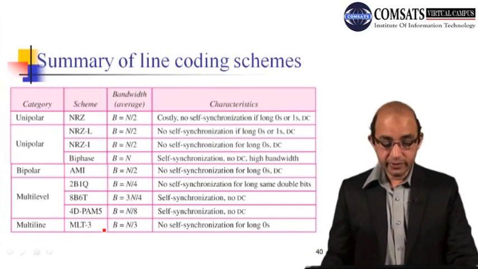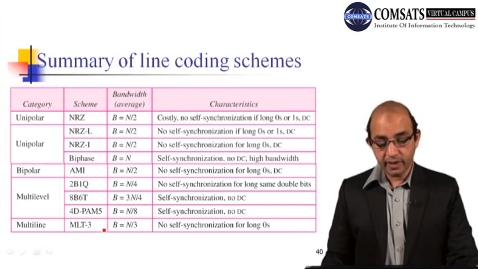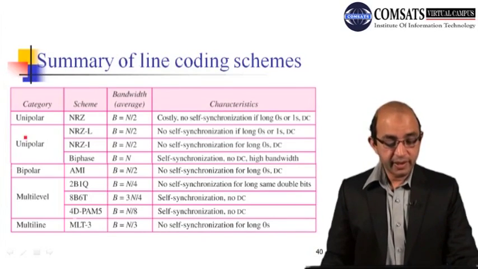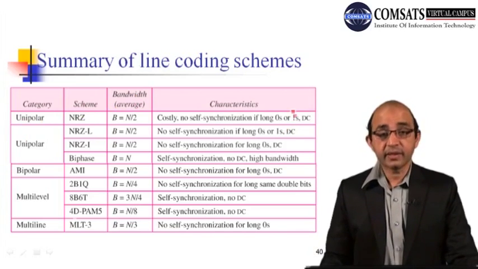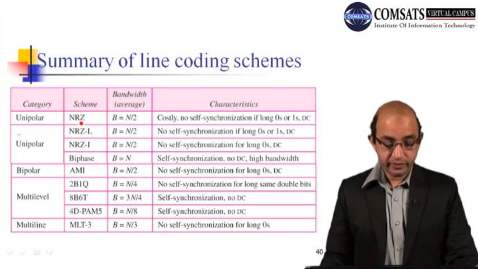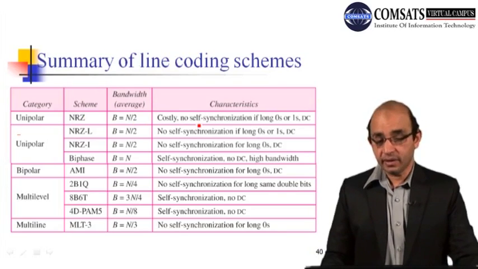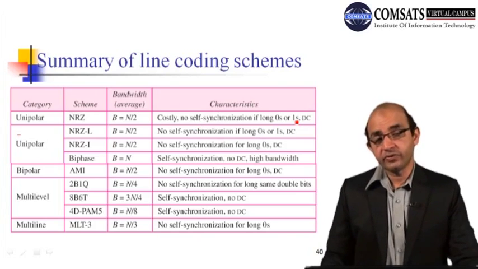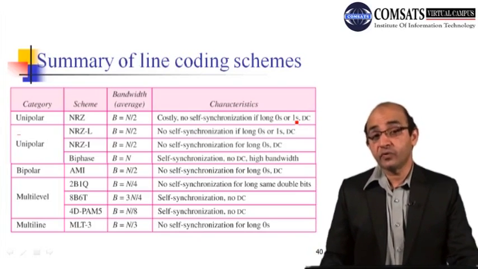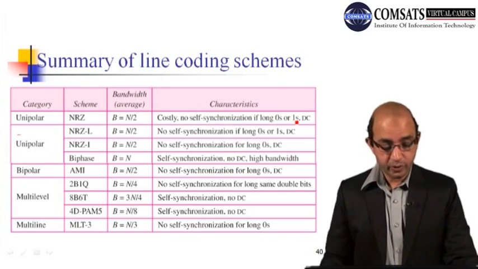So here we have the summary of the line encoding schemes. The category, the name of the scheme, the average bandwidth, and the characteristics the underlying scheme provides. If we talk about unipolar, we have non-return to 0, and the average bandwidth is n/2, costly, and the cons are no self-synchronization. We have a long string of zeros and ones, and we have a DC component, so we have problems.